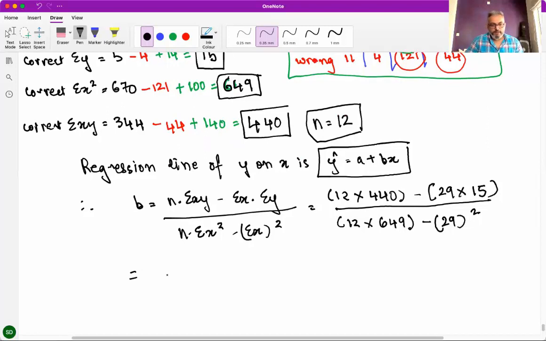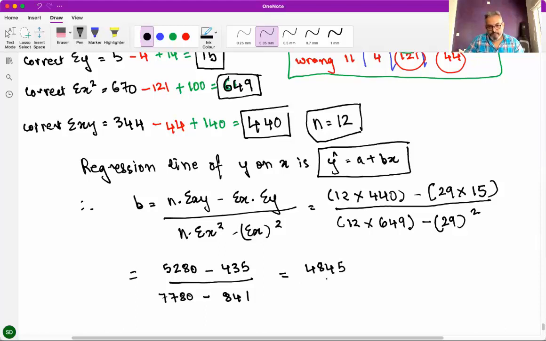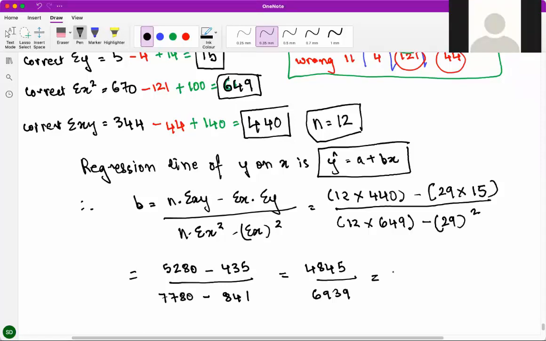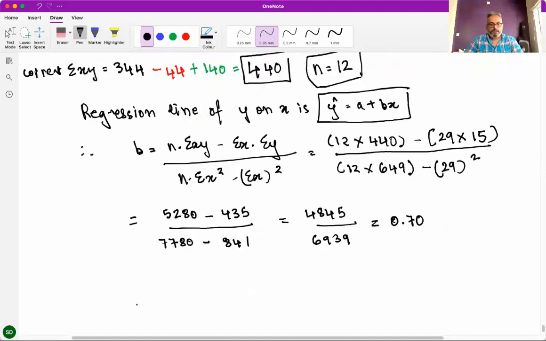12 into 440, 5280 minus 29 into 15, 435 upon 12 into 649, 7780 minus 29 the whole square, 841, which is equal to 4845 upon 6939, which is equal to 0.698, so 0.70. Therefore, b is equal to 0.70.